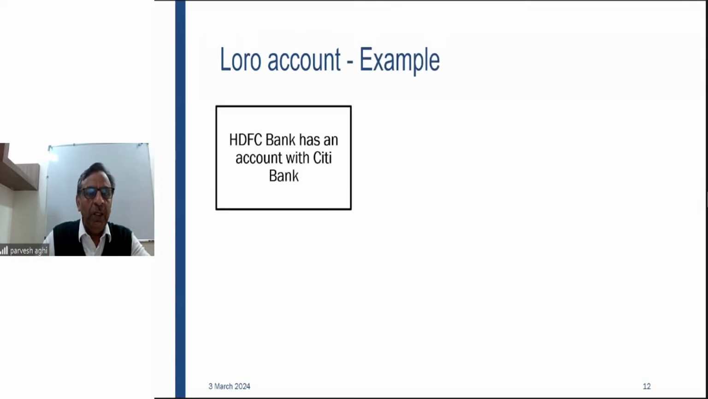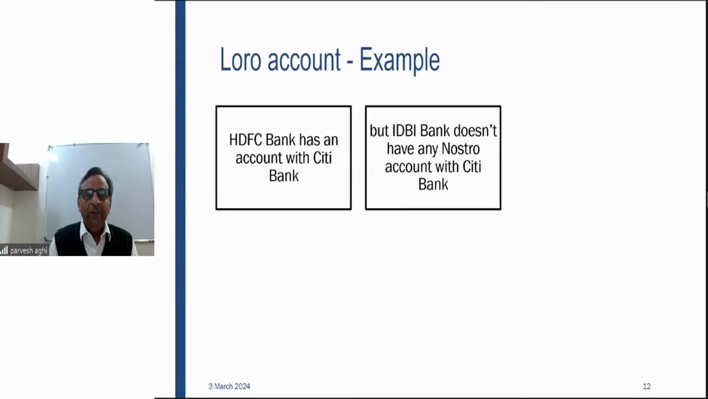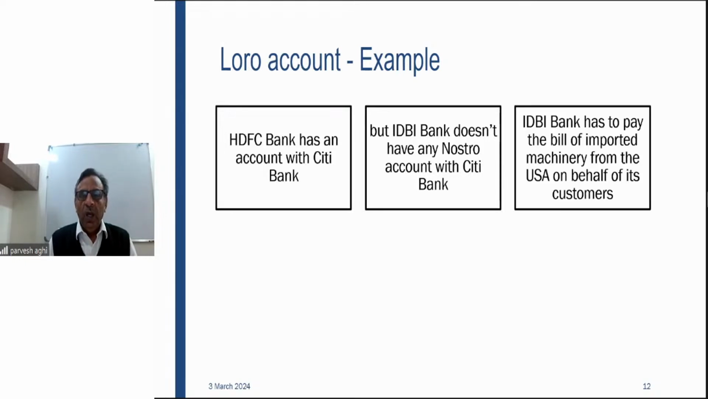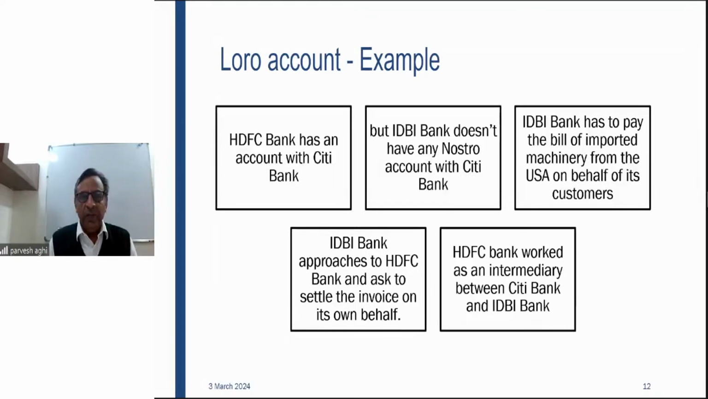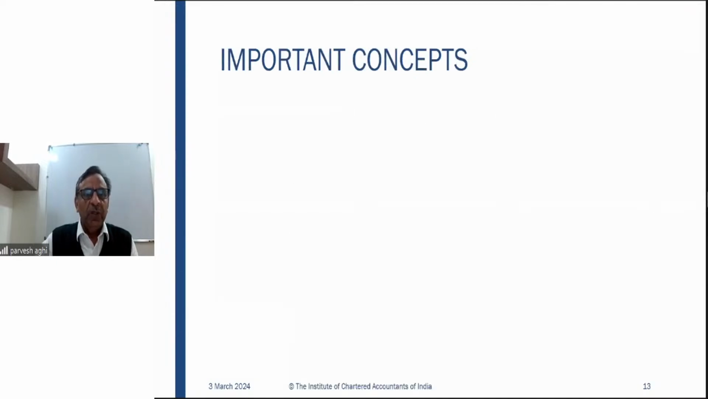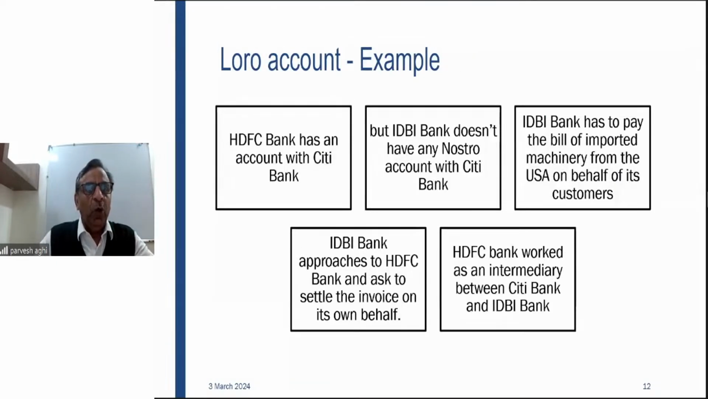So let's give an example. HDFC Bank has an account with Citibank. So HDFC Bank has a nostro account, but IDBI Bank doesn't have any nostro account with Citibank. IDBI Bank has to pay the bill for imported machinery from the USA on behalf of its customers. So IDBI Bank approaches HDFC Bank and asks it to settle the invoice on its behalf. HDFC Bank works as an intermediary between Citibank and IDBI. So that is an example of a loro account.